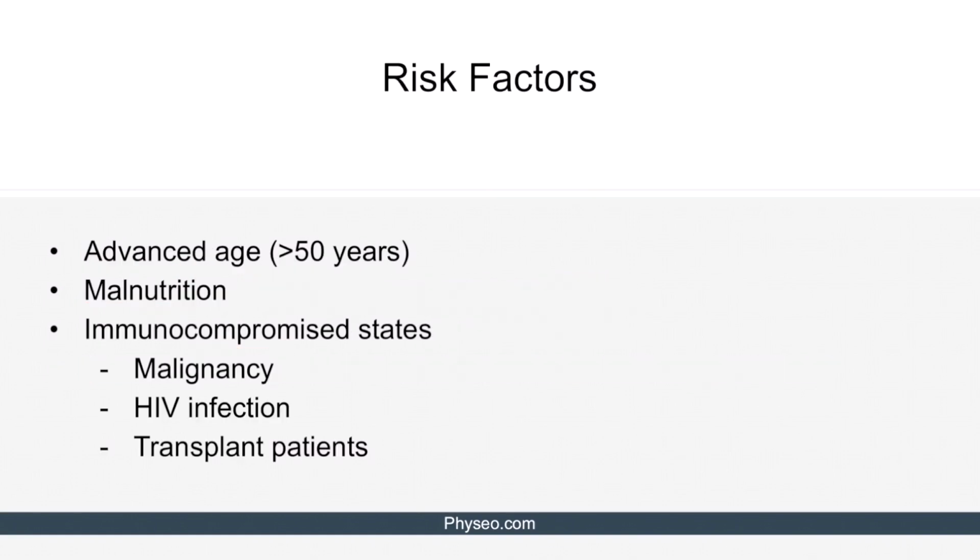The risk factors of shingles are more like the risk factors of virus reactivation. It commonly affects people of more than 50 years of age, and this is the most important risk factor. Other risk factors include malnutrition and immunocompromised states, for example, malignancy, HIV infection, and transplant patients. All of these are related to decreased immune function in patients that will have increased risk for virus reactivation.